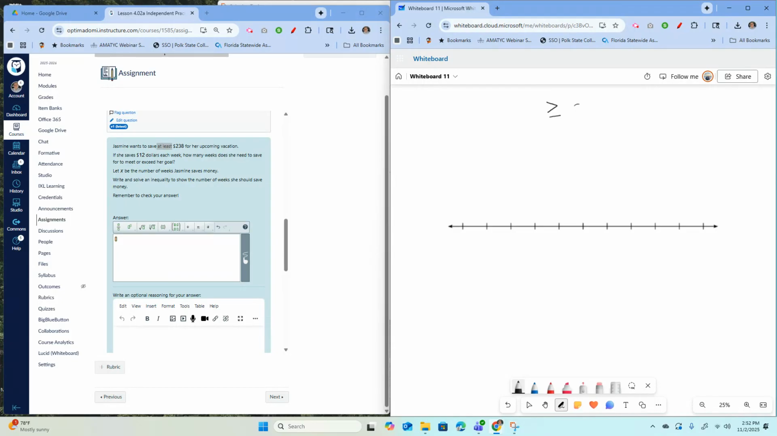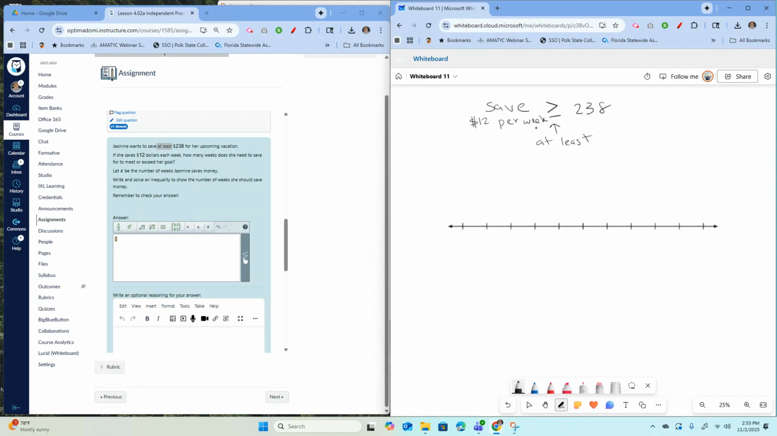At least $238. And this is what Jasmine wants to save. She wants to save at least. That's what this symbol means. At least $238. Now, if she saves $12 each week, how many weeks does she need to save to meet or exceed her goal? Because every week she's saving $12 per week. Basically, what this means is the amount of money she's saving every week, she says 12.